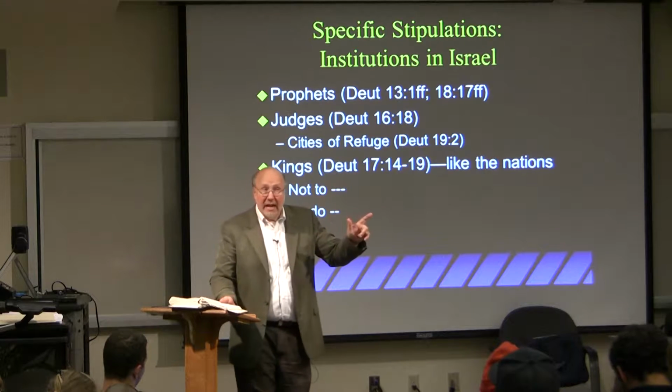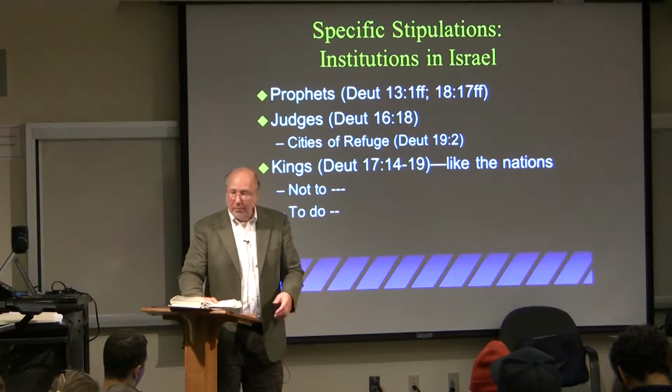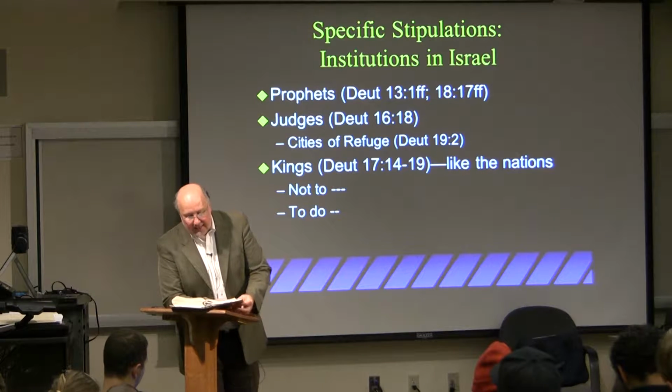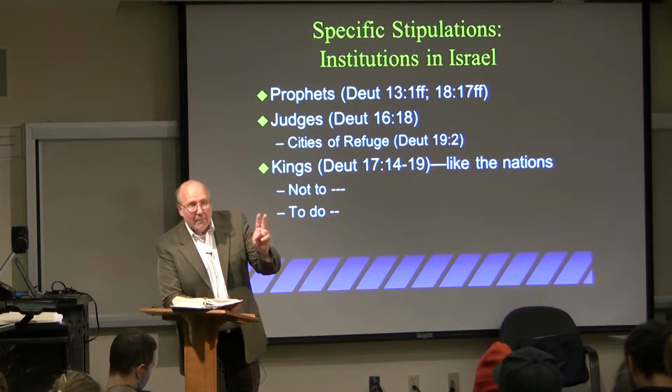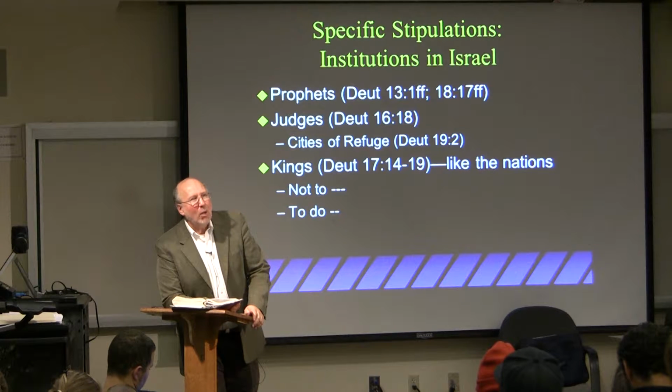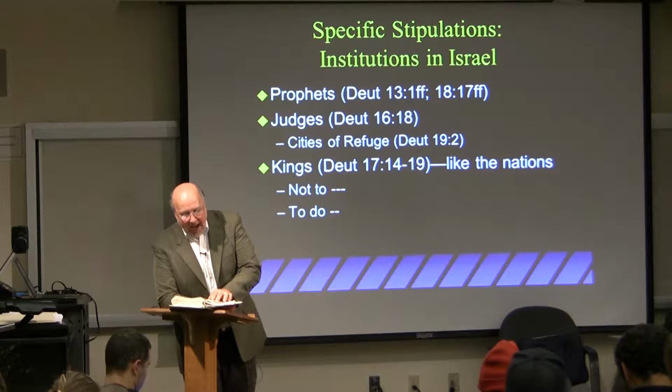I want you to trust me, not in the strength of your horses, and then go back to Egypt, because Egypt was one of the places where they got their horses from. He says, I don't want you going back to Egypt. Don't multiply horses, okay? Number two, he says, don't multiply wives. He must not take many wives, or his heart will be led astray.